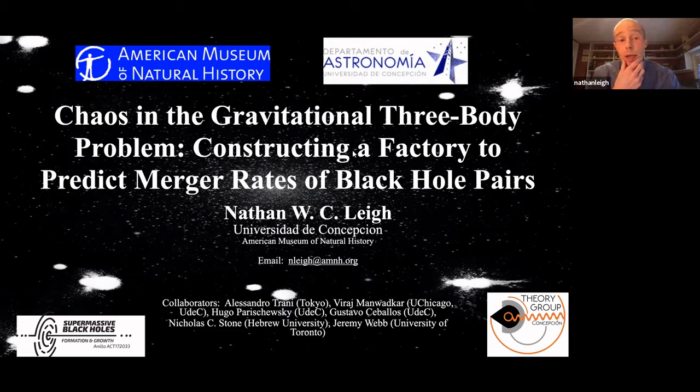Like all good problems, let's start at the beginning and formally define the general three-body problem. The three-body problem states: given the positions, velocities, and masses of all three particles at time t equals zero, predict the positions and velocities of all three particles at any future time. This is a solved problem for the two-body problem, thanks to Newton and Kepler, but the three-body problem remains unsolved despite a rich and interesting history over the last 400 years or so.